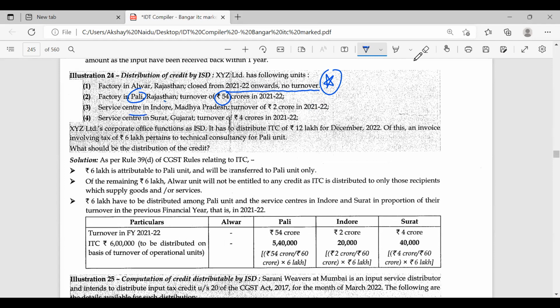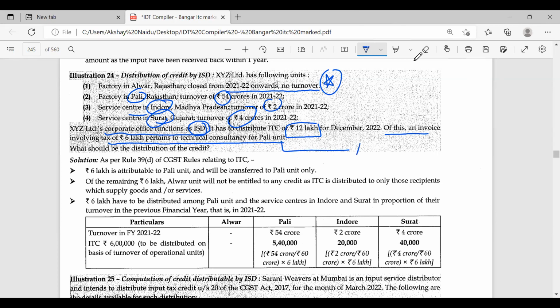Service center in Indore, turnover 2 crore, and service center of Surat, turnover 4 crore. Now, corporate office functions as ISD. Now, you will eventually understand it is an ISD question, because somewhere in the line they will use this word. They are acting as ISD. It has to distribute how much credit? 12 lakh credit. Of this, an invoice involving tax of 6 lakh pertains to technical consultancy for Pali unit.